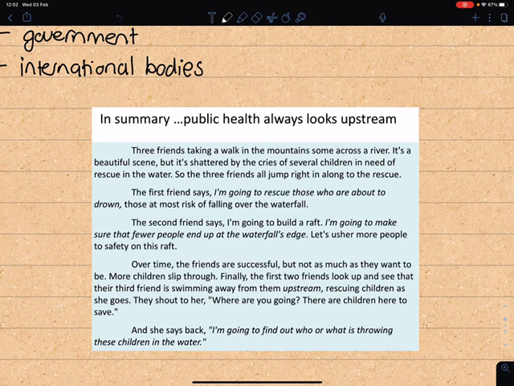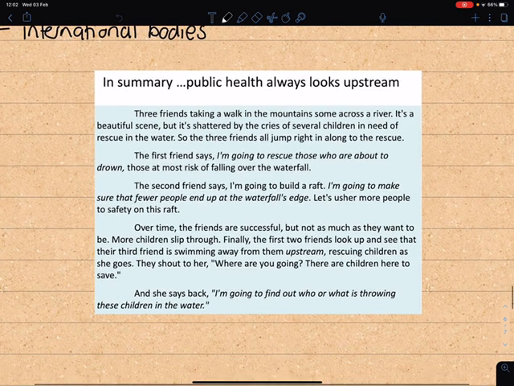I'm going to read you this passage. Three friends are taking a walk in the mountains, and come across a river. It's a beautiful scene, but it's shattered by the cries of several children in need of rescue in the water. So the 3 friends all jump right in to rescue them. The first friend says, I'm going to rescue those who are about to drown, those at most risk of falling over in the waterfall. The second friend says, I'm going to build a raft. I'm going to make sure that fewer people end up at the waterfall's edge. Let's usher more people to safety on this raft.